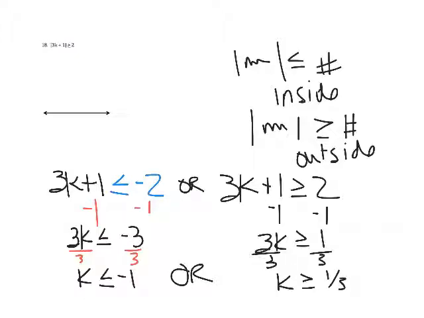So my two numbers in question on my number line are negative 1 and positive 1/3. And k is less than or equal to, so closing that circle, less than or equal to negative 1, or greater than or equal to 1/3.